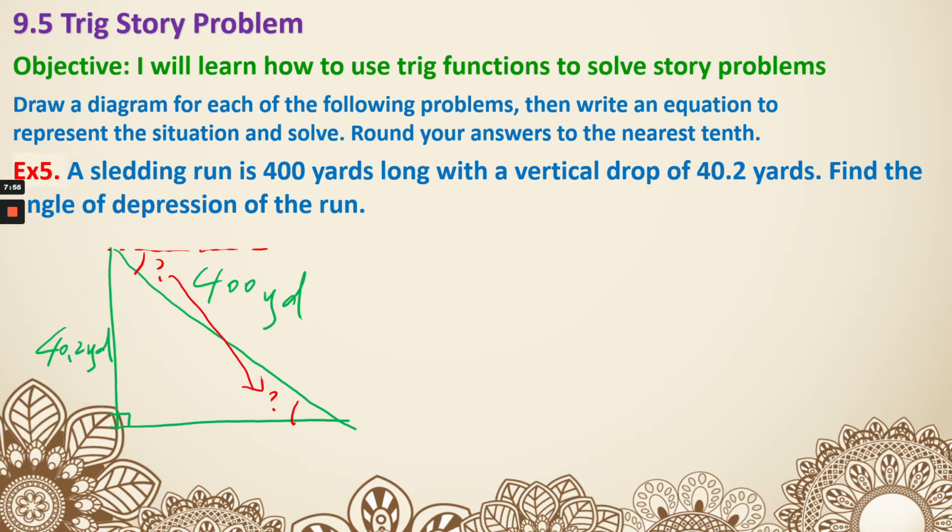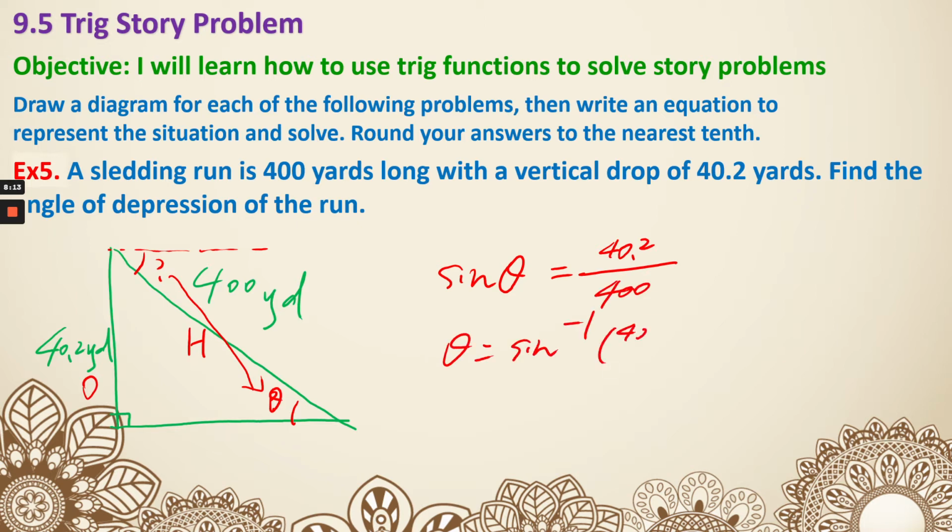They are the same. So if that's the same, that's opposite, that's hypotenuse. Sine again. So sine, let's say that's actually theta. Sine theta equals opposite 40.2 over hypotenuse, which is 400. So theta is inverse sine of 40.2 over 400, which would actually be 5.8 degrees. That's example 5.